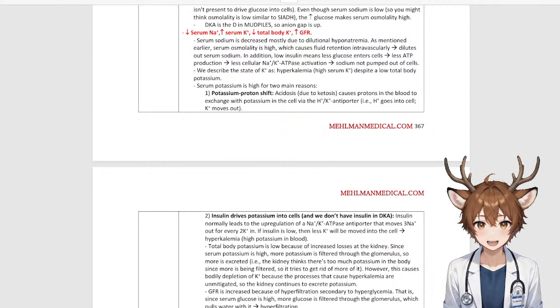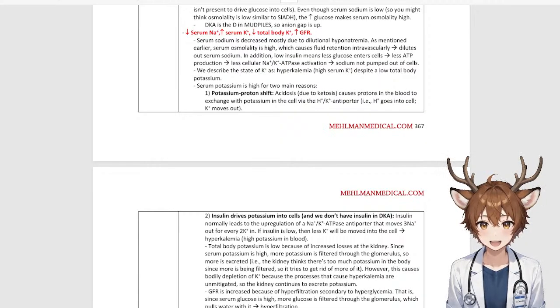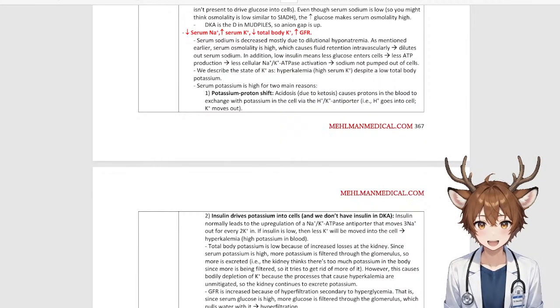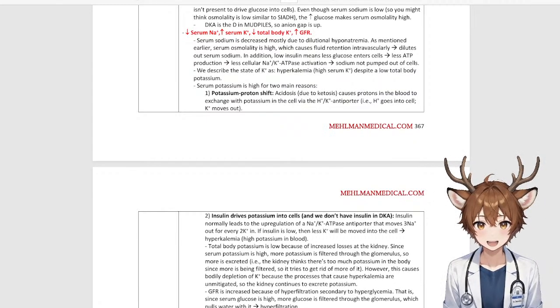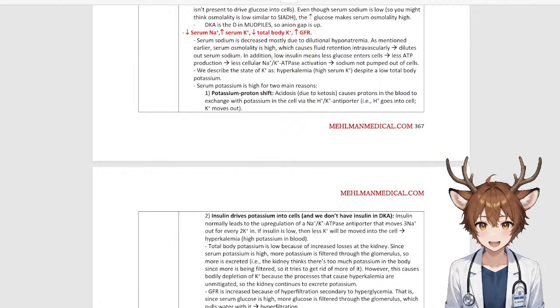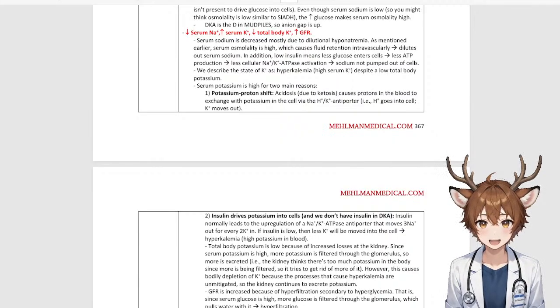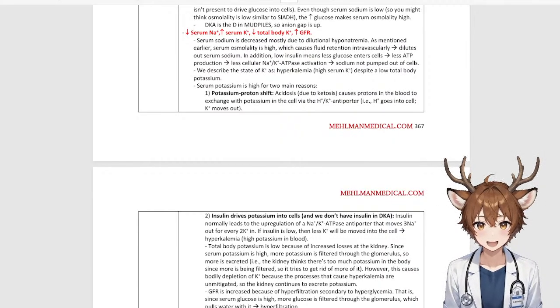In addition, low insulin means less glucose enters the cells. This means less ATP production, which means less cellular sodium-potassium ATPase activity. This causes sodium to not be pumped out of the cells. We describe the state of the potassium as hyperkalemia, high serum potassium, despite a low total body potassium.